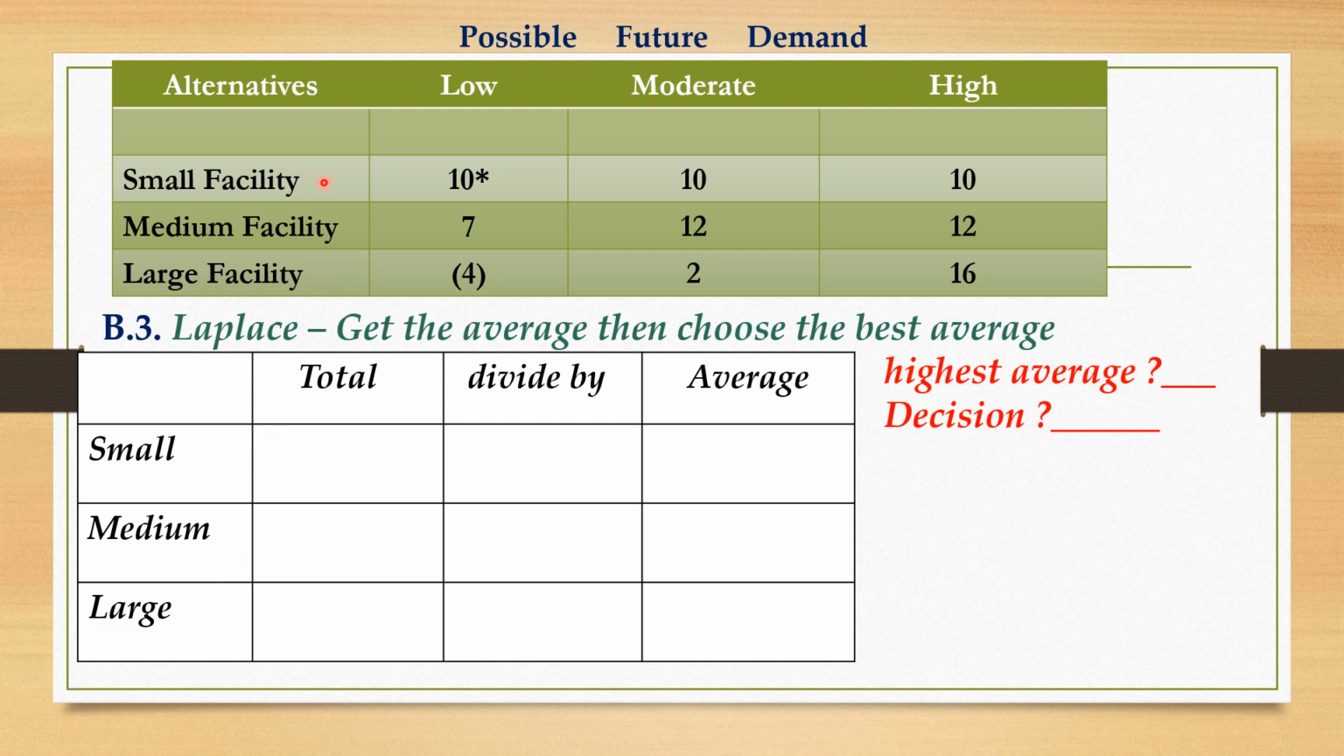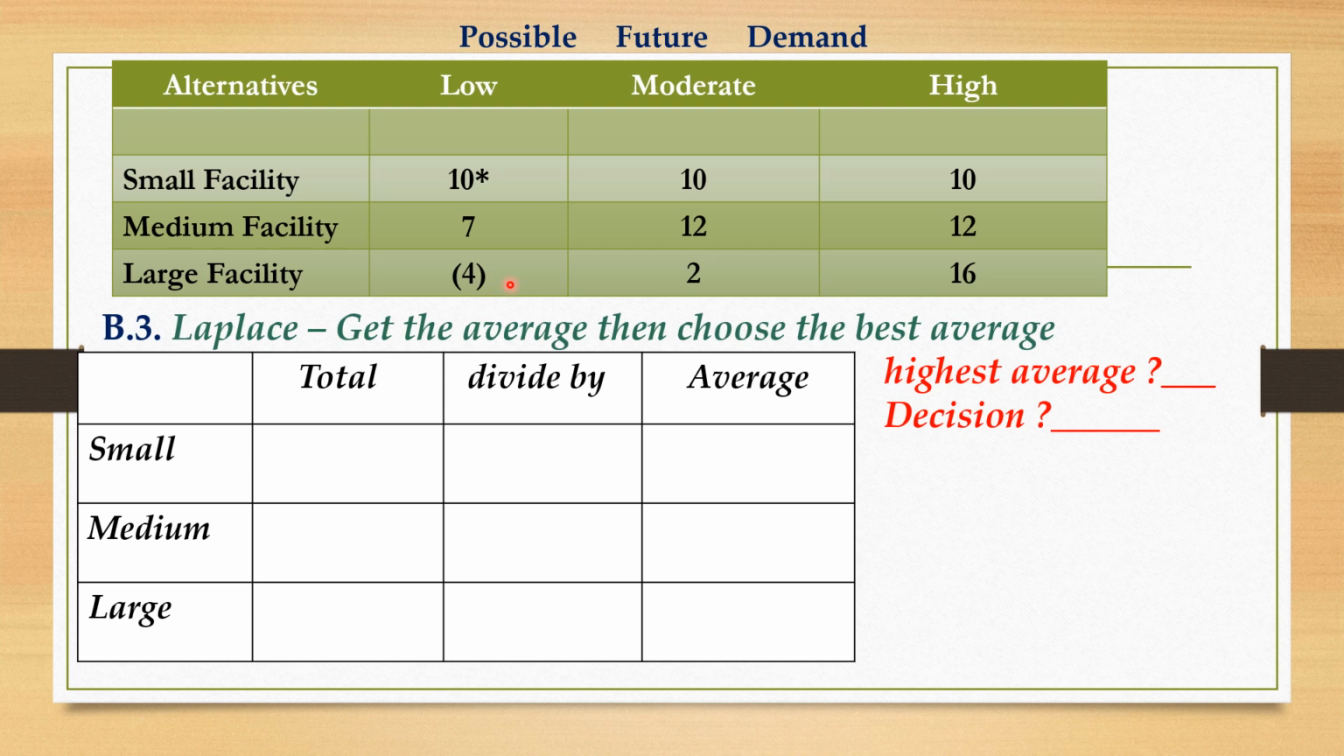Then under small size facility, we have to get the total: 10 million, 10 million, 10 million. Write it down here under the total column, alternative small facility. The sum of 10 million, 10 million, and 10 million. And then next for medium, 7, 12, and 12. Get the total of these three and write it down on this column.